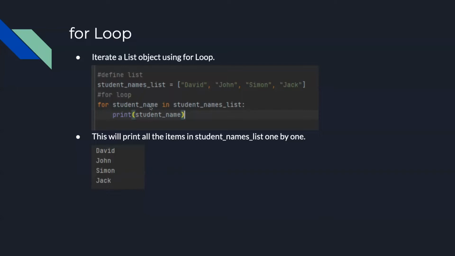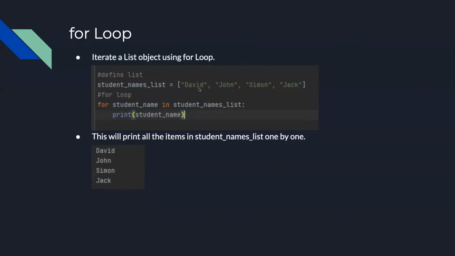So we're almost always going to want to reference the value that we gave here in our for statement inside of our for loop somehow. In this case, we're just going to print out the student name. Remember that every time you do a print, it prints it on its own line. So when we execute this loop, it'll print all the items in the student names list one by one. So it'll print out David, John, Simon, and Jack all on their own line, because that's the statement that we have here, is just to print that out. But if we wanted to do anything else with it, we certainly could.